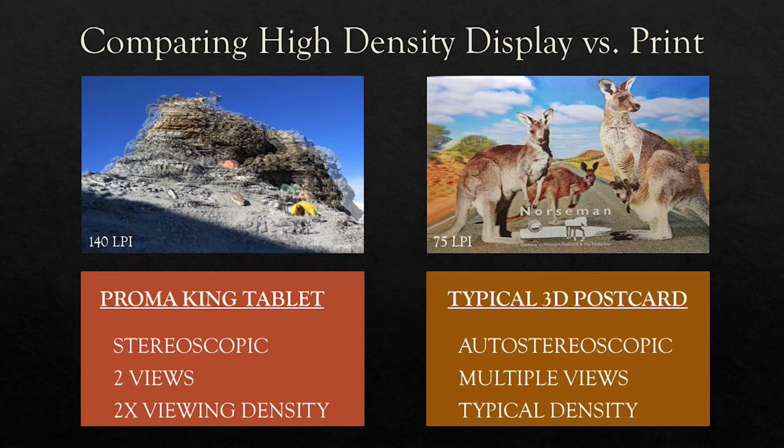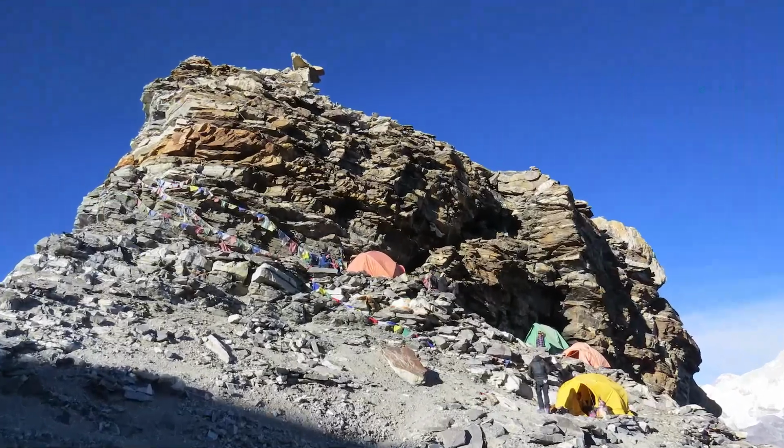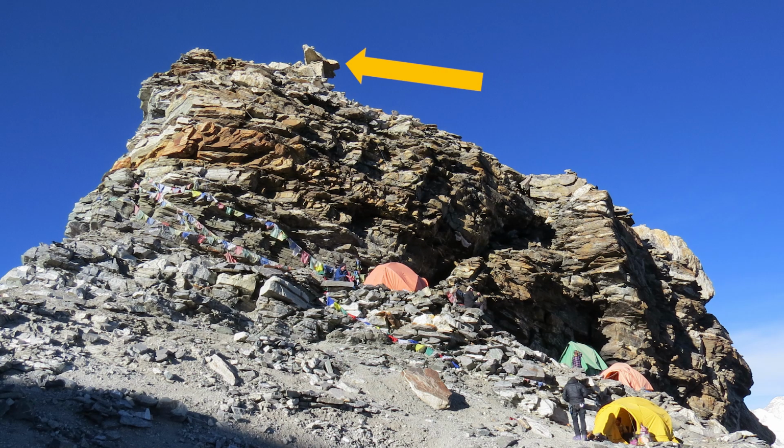That's a bonus. Now, to be fair to the postcard, there is a difference in that a postcard is autostereoscopic. It has many views, whereas the ProMa screen is stereoscopic. It has two views. And this boils down to a common trade-off that we see between resolution and number of views. There's this worrisome rock in this picture that was overhanging our campsite, high above us. I have to say, I only realized this as I looked at this photo in 3D.